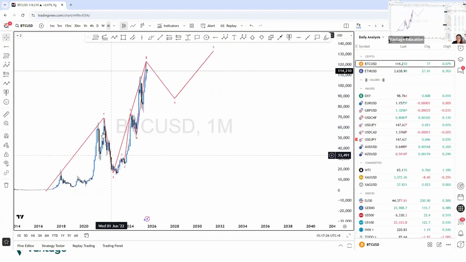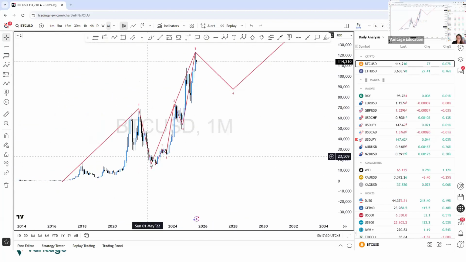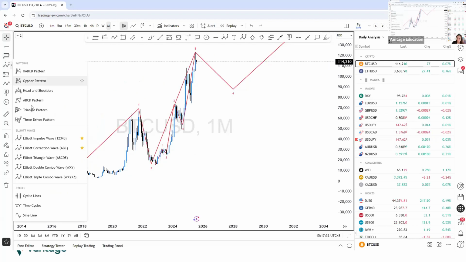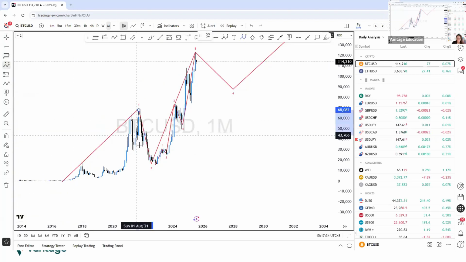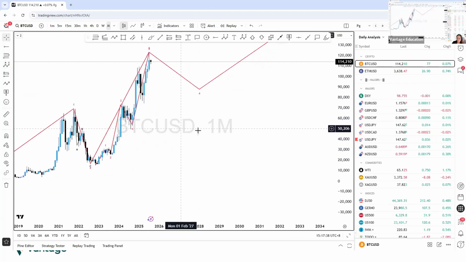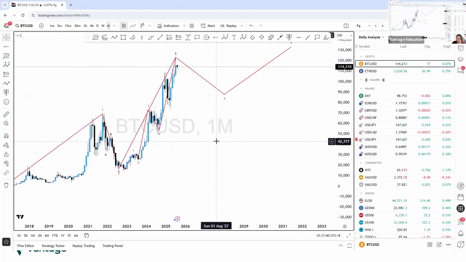1, 2, 3, 4, 5. This is A. Then this one would be wave 2 here. We might see the zigzag, which is called A, B, and C. Okay, I will continue. If you have any question, you can let me know.